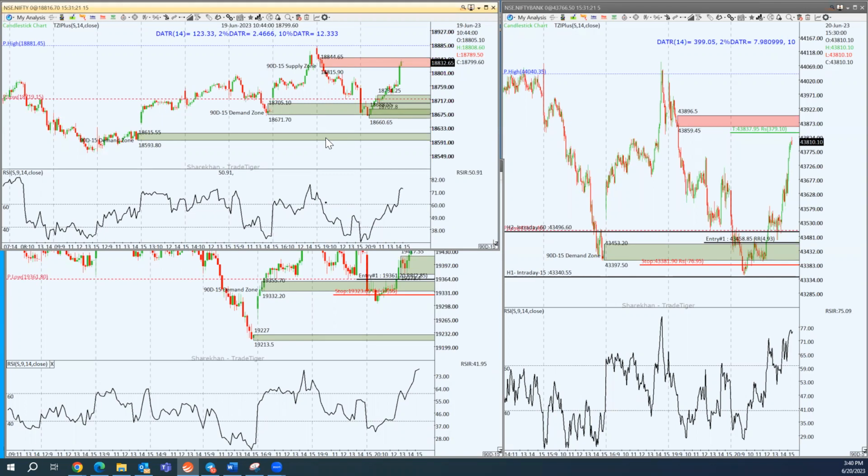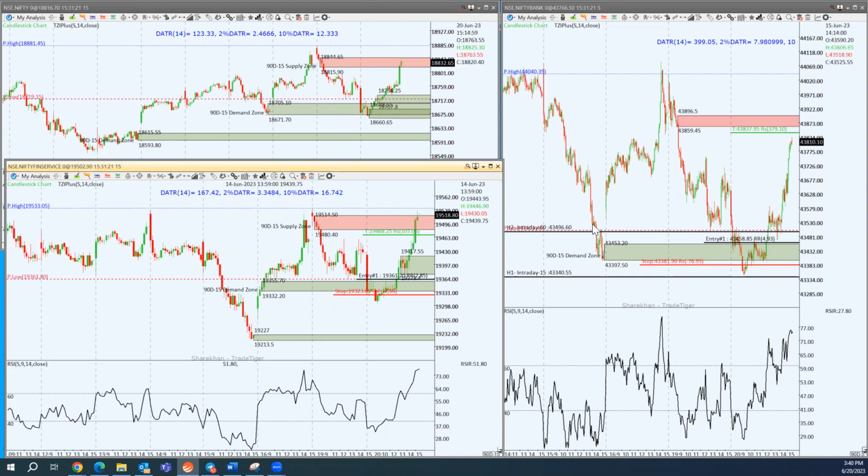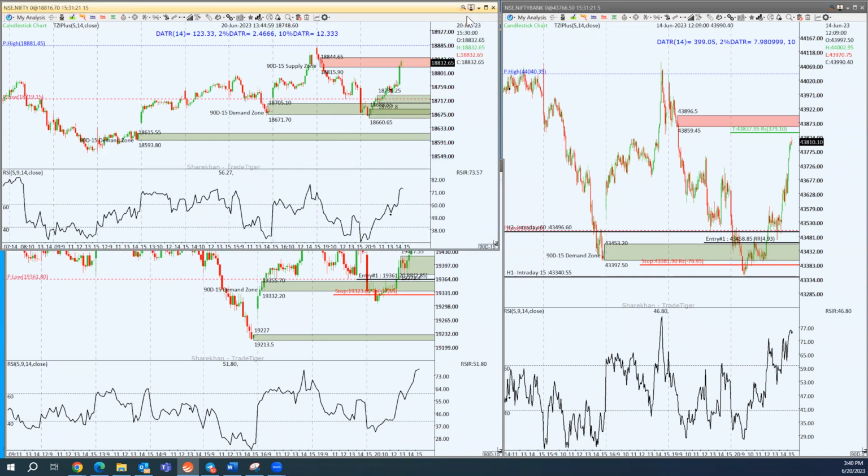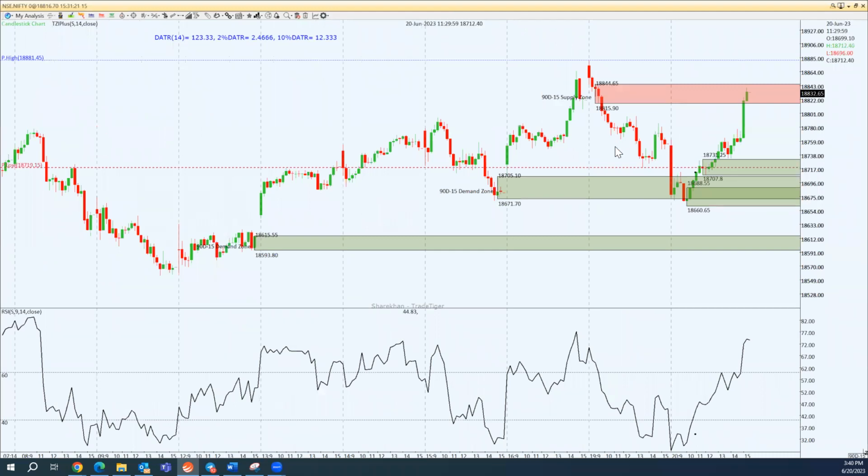So now let us see what happened to the levels which we marked before market, and also we'll see what will be the fresh levels for tomorrow. Right now you're seeing all the three charts on my screen: Nifty, Bank Nifty and Fin Nifty. We'll go one by one. First, let me go quickly to the Nifty chart.